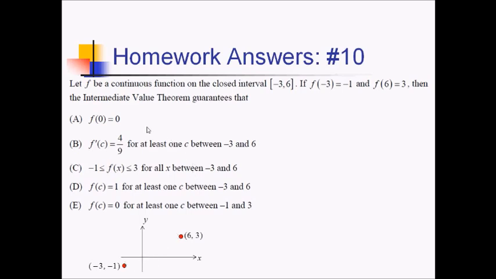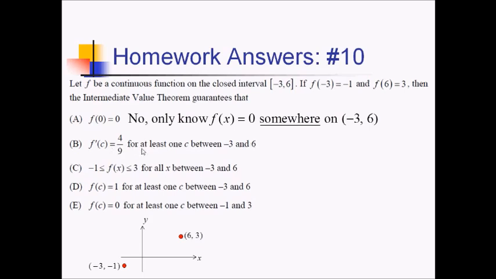So going through our answer choices, f of 0 equals 0. Well, we're guaranteed that we're going to hit the x-axis, the y value 0, somewhere between the y values -1 and +3, because this is a continuous function, but we're not guaranteed as to exactly where that's going to happen inside the interval, just that it happens somewhere. So we only know that f of x equals 0 somewhere, but not specifically that it happens at x equals 0.